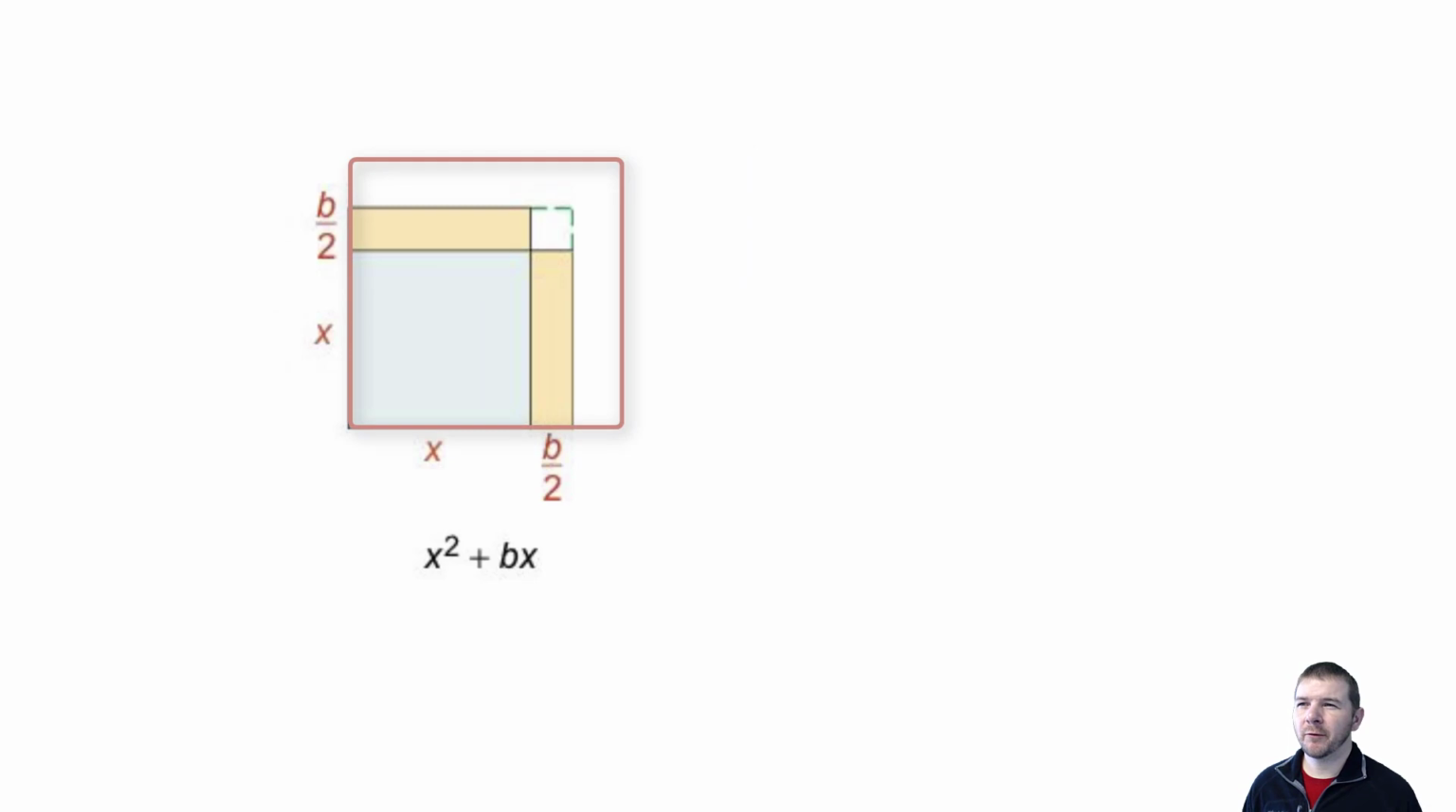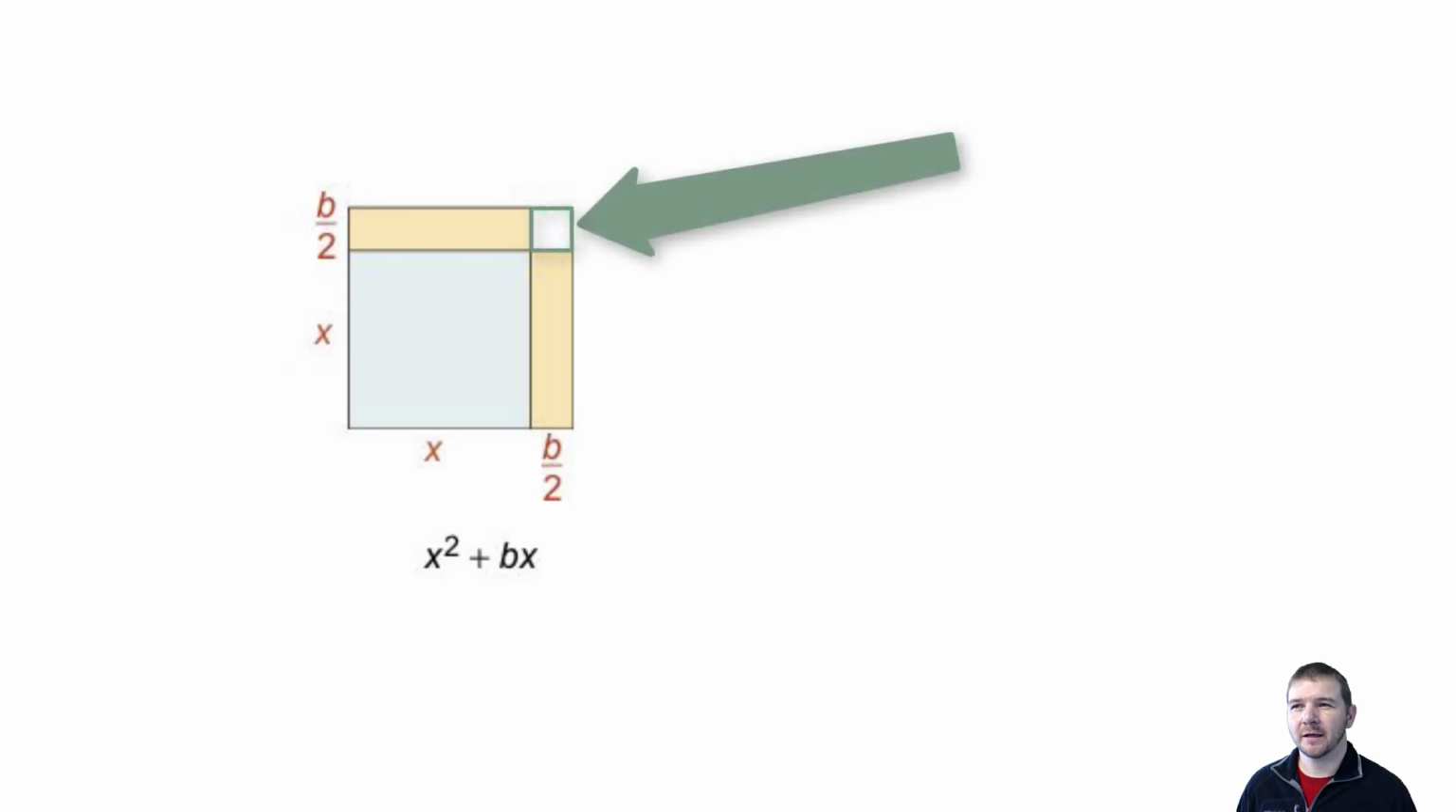In the next diagram, as we work to build a perfect square, dividing our tan rectangle in half and placing it as shown here almost completes the square, with a small square still remaining. Now note that square would have a side length of b over 2, and so b over 2 squared would be the area of that small square that we're still missing.